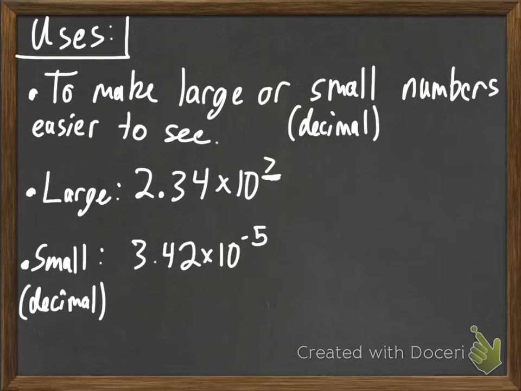You know it's a small number, and by small I mean very small decimal, if you look at this number here and you see that the exponent is negative. So we have 3.42 times 10 to the negative 5th power. That negative sign tells us that it is a small decimal.